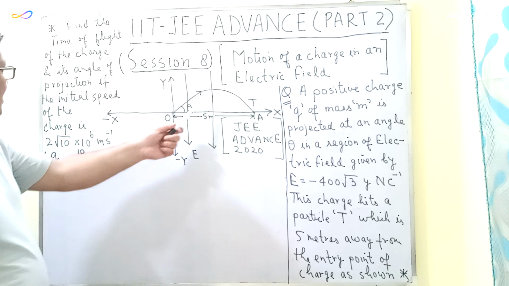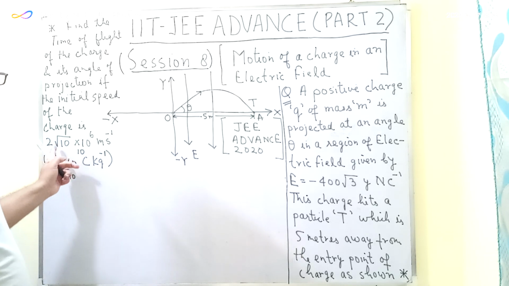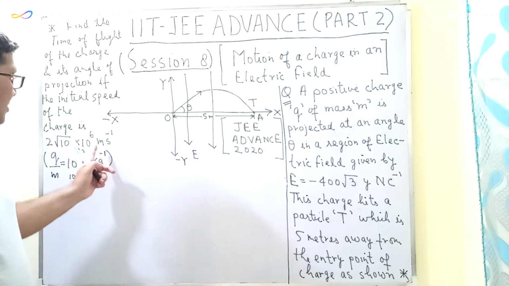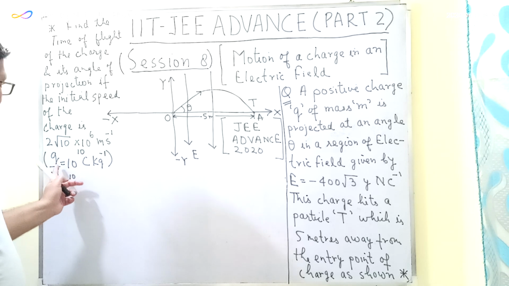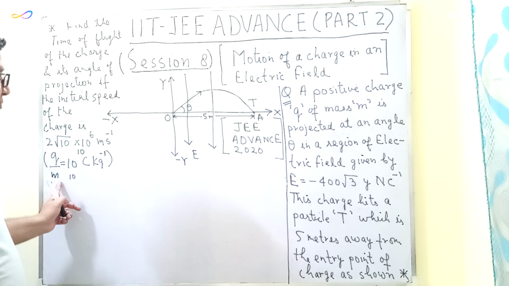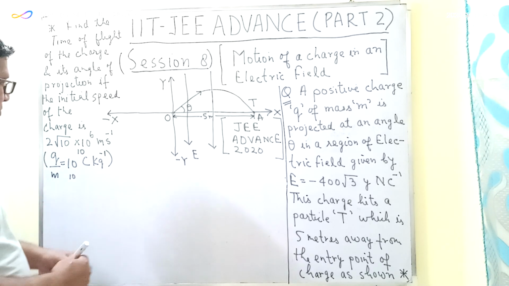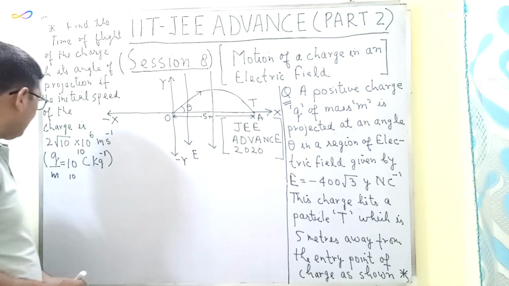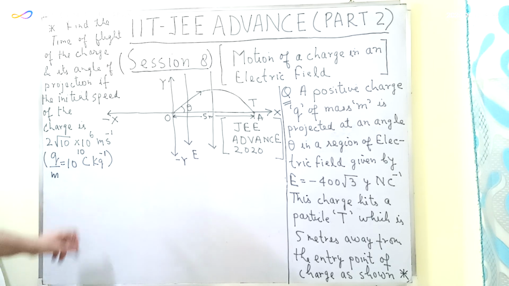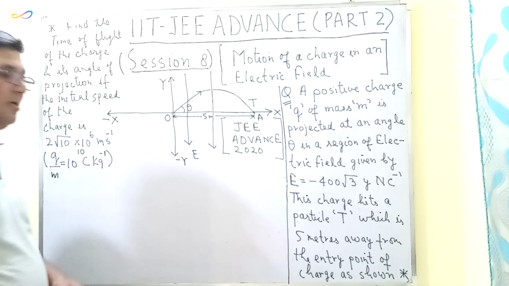So in this question we have to find the time of flight of the charge and its angle of projection if the initial speed of the charge is 2 root 10 into 10 to the power 6 meter per second, and here we have been given one more quantity, that is Q upon m is equal to 10 to the power 10 coulomb per kg.